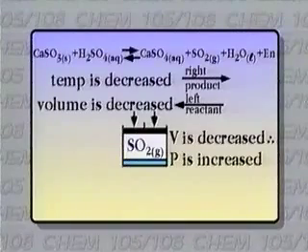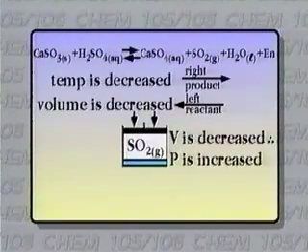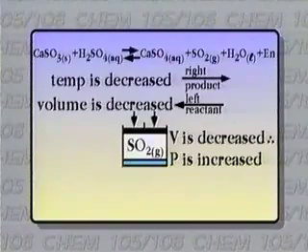So therefore, if volume is decreased, pressure is increased, the system will try to decrease the pressure. It'll shift to the side with the fewest number of gaseous particles. So it'll shift in this case to the left towards forming or keeping more reactants. Okay?